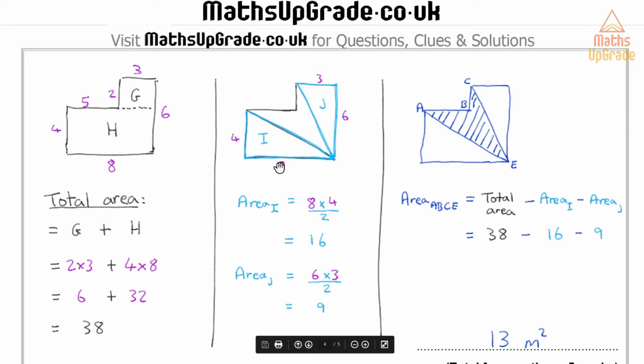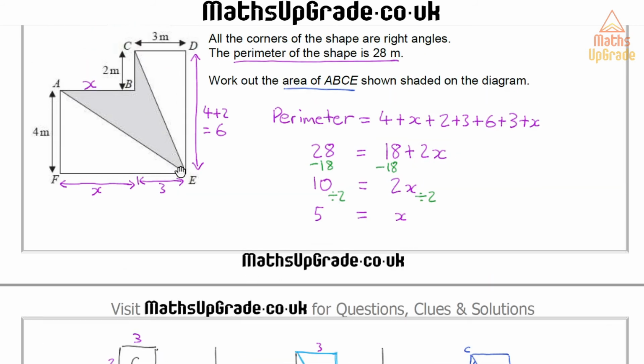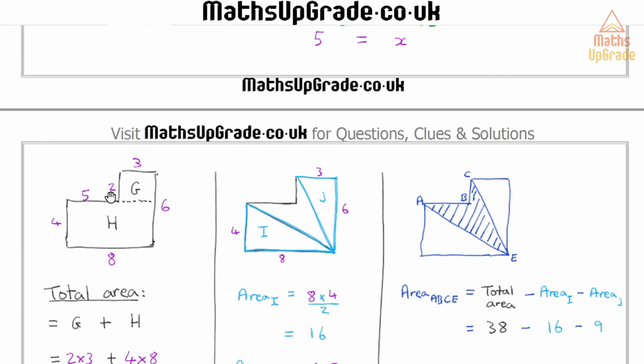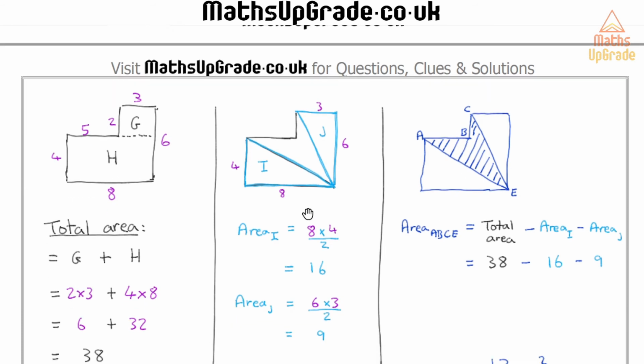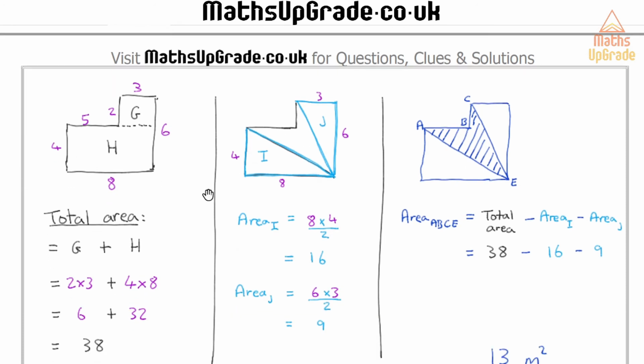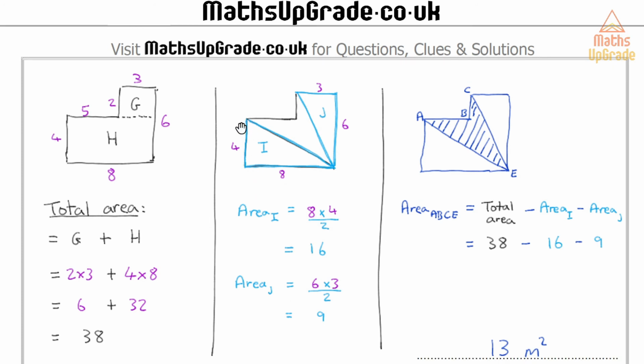Now, to find the area of this shaded region here, I'm going to find the area of this white triangle, and the area of this white triangle, and I'm going to subtract those two triangles away from this whole compound shape. That would leave me with this shaded area here. So I found the area of the whole shape. Let's find the area of the triangles.